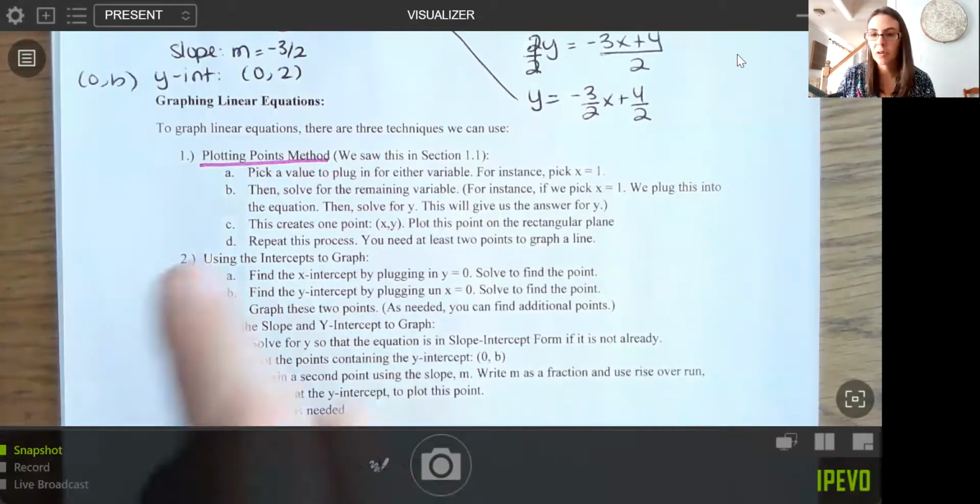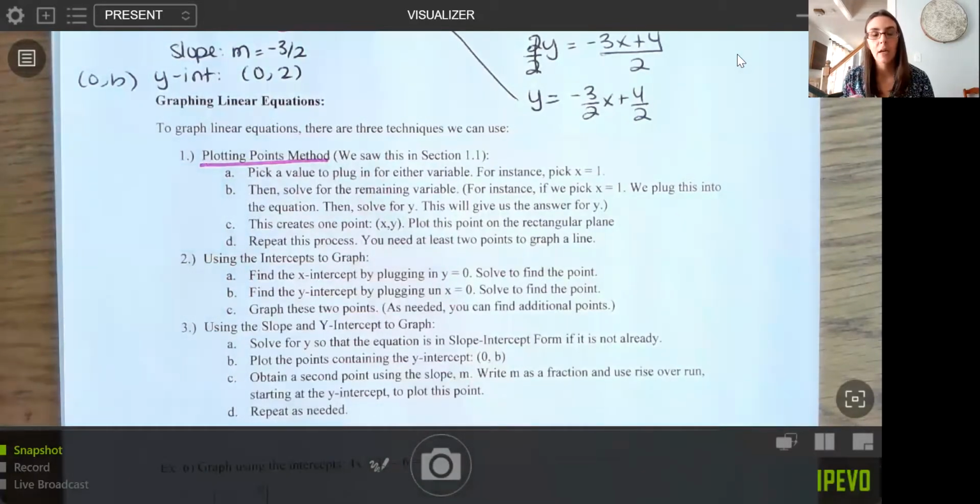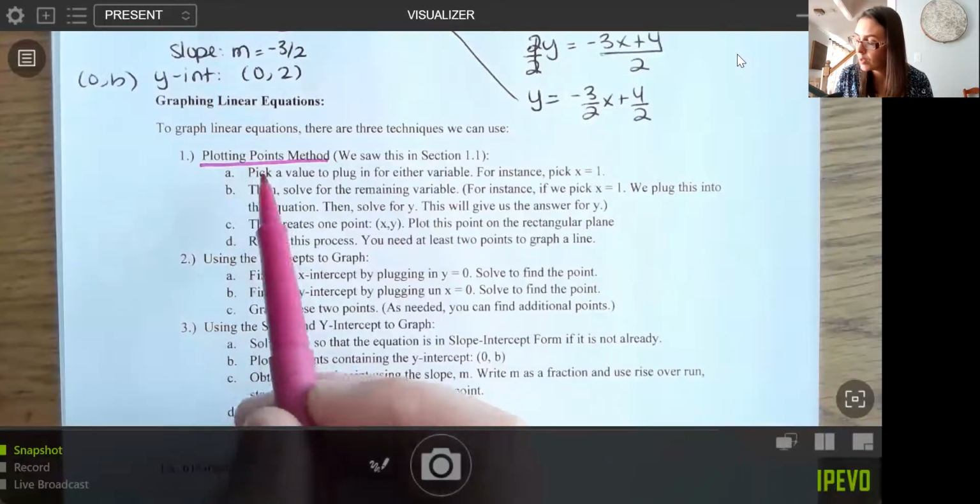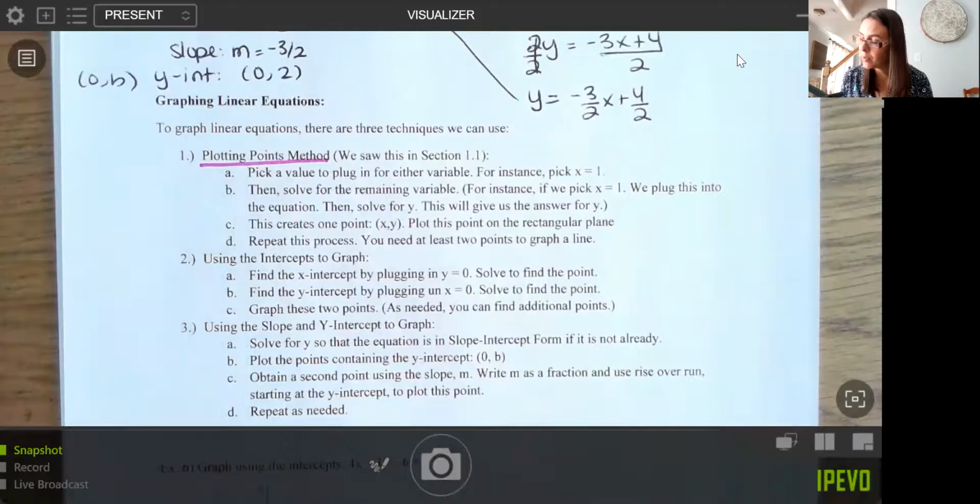This method is going to work for really any kind of equation. For more complicated equations that are curves and things, you may need more points. But for lines, it's actually not bad. You just need at least 2 points to graph a line. So for plotting points, you can pick a value to plug in for either variable, for instance, pick x equals 1. Solve for the remaining variable. So if you pick x equals 1, you would solve for y, and that would give you 1 point.